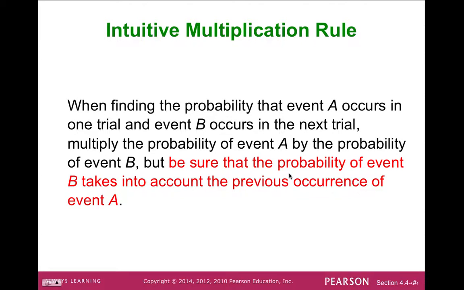Okay, so in addition to the formal multiplication rule, we also have what you'd call the intuitive multiplication rule, which is essentially the formal equation restated. So what that tells us is when finding the probability that event A occurs in one trial and event B occurs in the next trial, you're going to multiply the probability of event A by the probability of event B, but you want to be sure that the probability of event B that you're using takes into account the previous occurrence of event A. So again, this is really just a restating of the equation that we talked about in the previous slide.